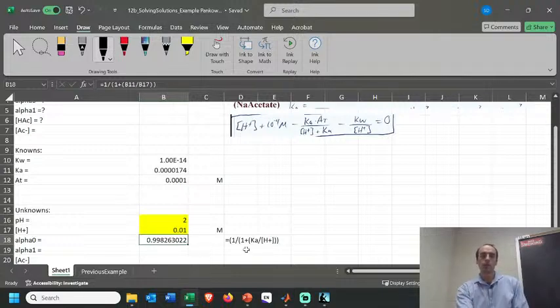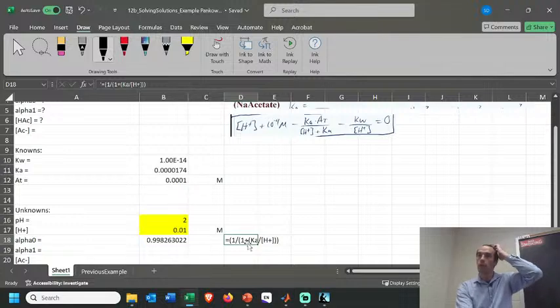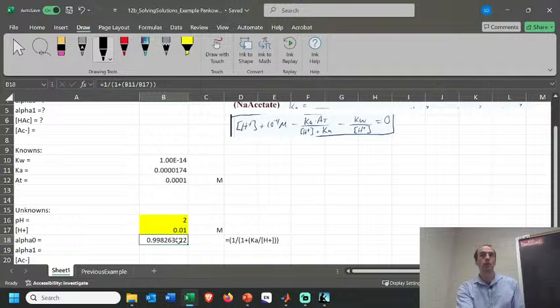I'm putting in this equation, the alpha 0 equation. I'm just putting it in this spot in Excel using the fields in Excel that I've set up. Right? So somewhere I put H plus and somewhere I put Ka. And so as I write it, I say equals 1 over parentheses 1 plus another parentheses Ka divided by H plus end parentheses. Does that make sense, kind of the process I'm doing here?